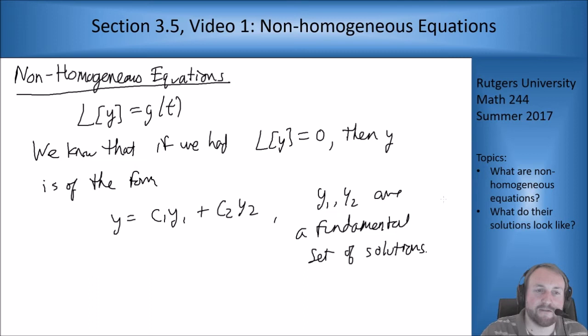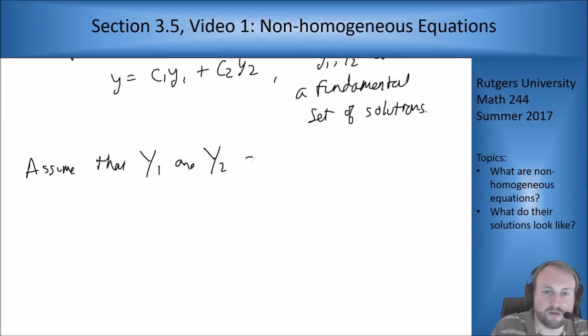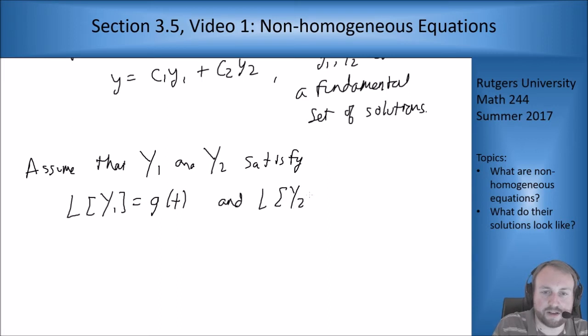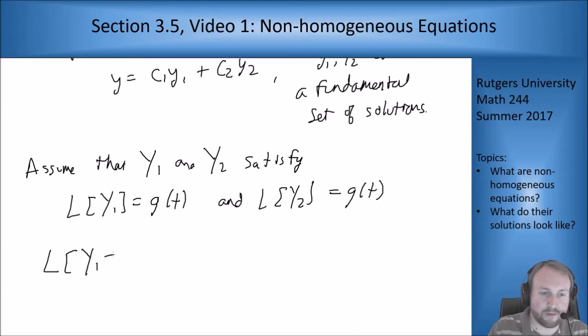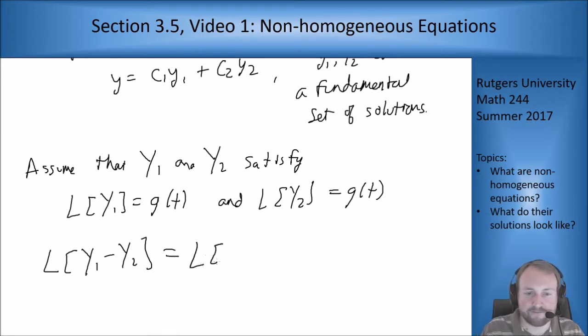And now we're going to say, what if we have two solutions to this non-homogeneous equation? So assume that Y1, these are going to be capital letters, and Y2 satisfy L of Y1 equals g of t, and L of Y2 equals g of t. Well, then what is L of Y1 minus Y2? We did all of this work when we talked about the principle of superposition back in section 3.2. Basically what it said is that I could do addition, subtraction. I could separate those outside of the L. So I know that this is equal to L of Y1 minus L of Y2.